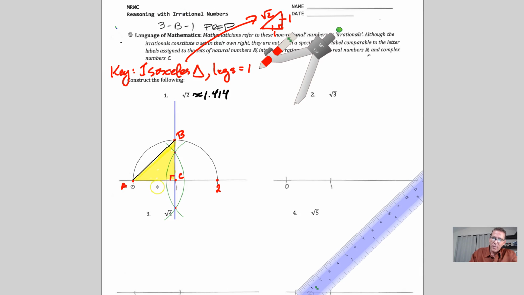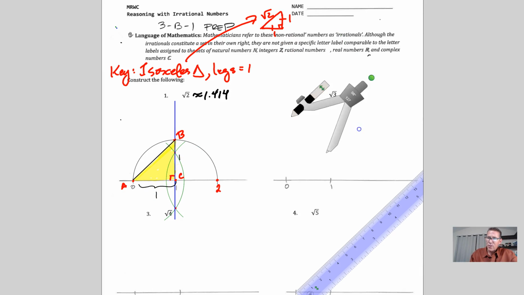So let's go ahead and label it right here. So this distance here, okay, that's 1. Okay, and that's 1. You don't have to draw those. Okay, that's 1, 2 here. So that both legs are equal to 1 right there.